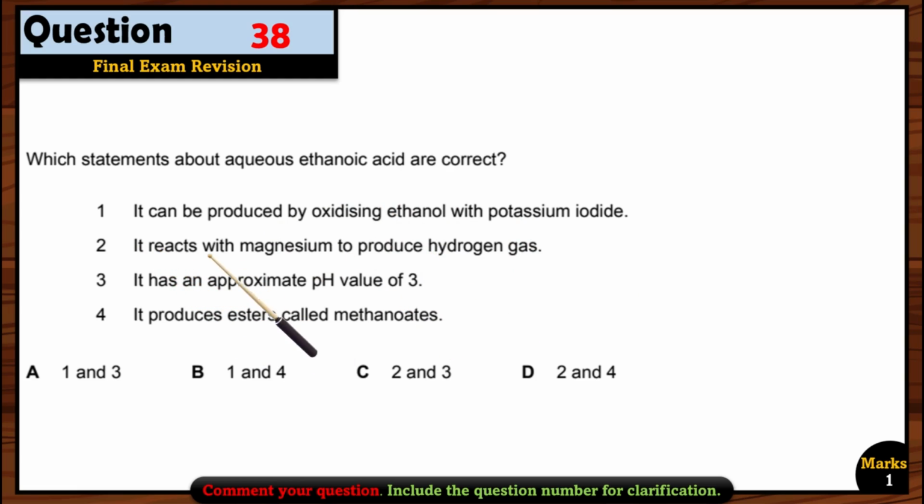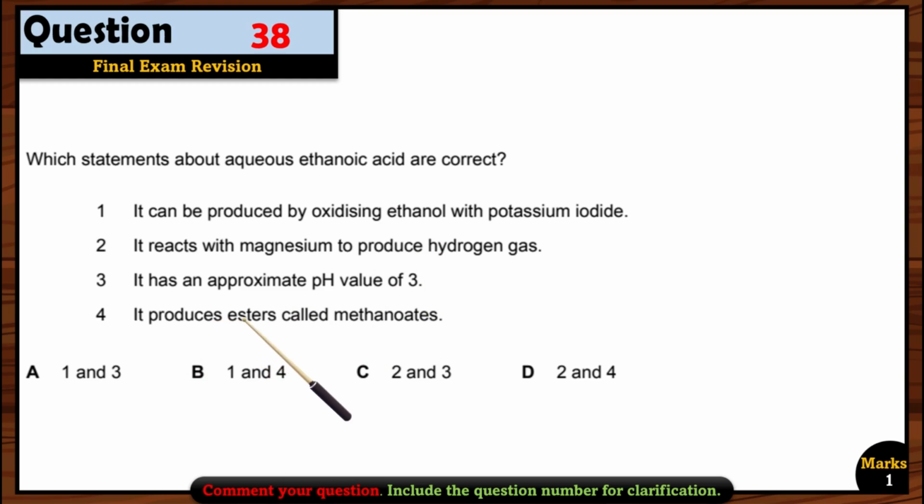Let's see the second one. It reacts with magnesium to produce hydrogen gas. Yes, that's right. Acids always produce hydrogen gas when they react with a metal. It has an approximate pH value of 3. That's also right because it's a weak acid, so its pH value will be more than 2.